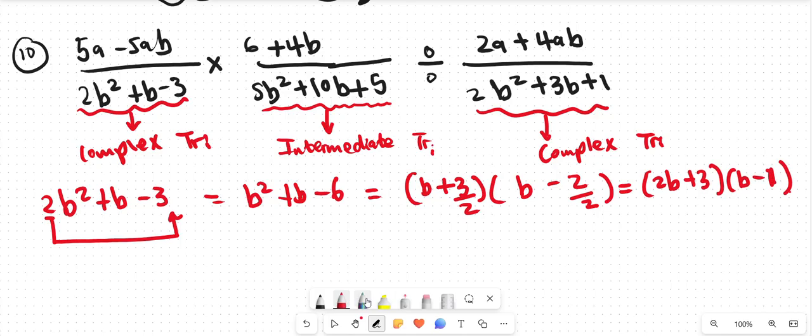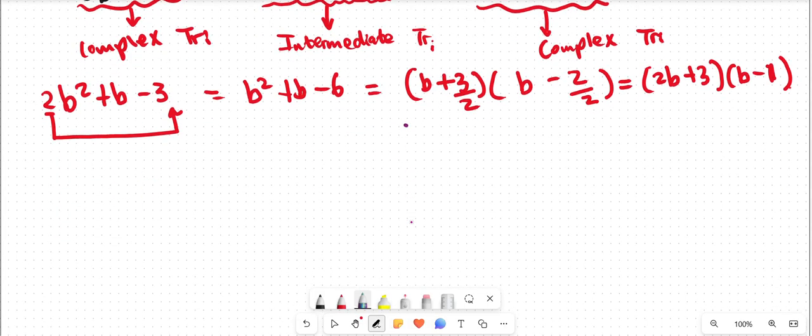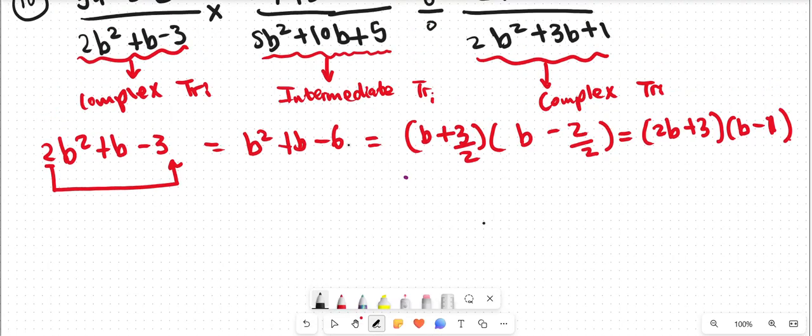How did I get the 2b plus 3? I took this 2 that couldn't simplify and I times it across to the b. So again guys, I'm doing this very quickly, and that is because I've already taught this, so please go back to the initial videos on trinomials and go watch those. So the second one, the intermediate one, is a 5b squared plus 10b plus 5.